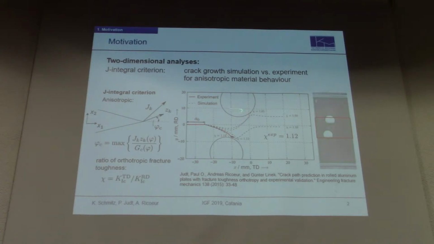In that case, it's a bit more complicated to calculate the crack deflection angle, and it is dependent on the energy release, which depends on the angle itself, and also the crack resistance, which depends on the angle. And on the right hand side, we see some comparison of experimental crack path and simulated crack paths for an anisotropic material. It's a rolled aluminum plate. And what we see is that the resulting crack paths strongly depend on the choice of this value chi.